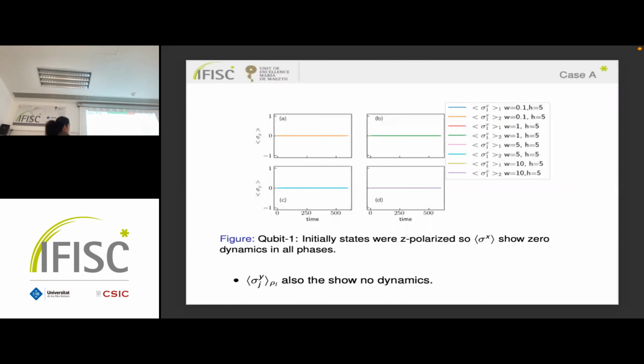Okay, this was just to represent that initially the two density matrices were set polarized. The qubits were set polarized. So the sigma x and sigma y values initially were zero, which will remain zero for the entire time. This is represented in the ergodic phase, but it's the same in the spin glass and the MBL phase. And similarly for the sigma y value. Sigma y will also remain zero throughout the time.